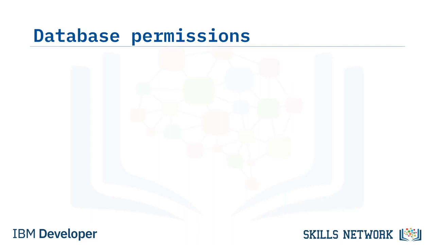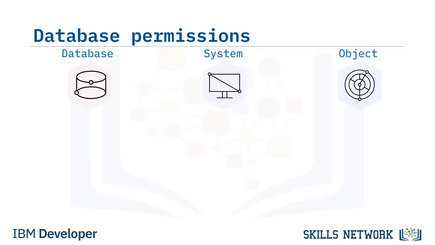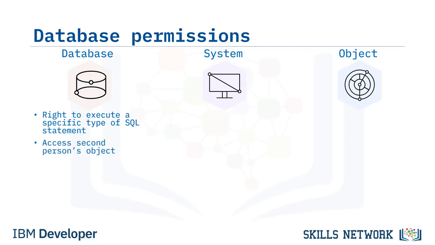Permissions are authorizations enabling a particular user to access a specific database or database table. There are three main types of database permissions in decreasing scope: database, system, and object. Database permissions and privileges execute a specific type of SQL statement or access a second person's object. Database privilege controls the use of computing resources and does not apply to the database administrator or DBA.